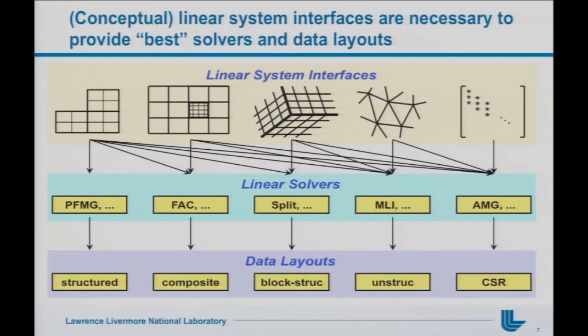OK, so it's very matrix-based. And from here, you can get something like a general underlying storage format like compressed sparse row. And you can apply some sort of general technique like algebraic multigrid to it.